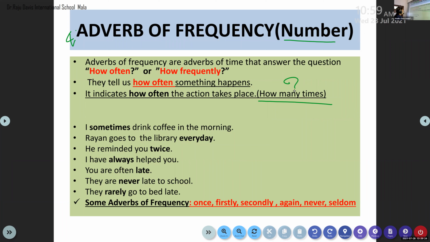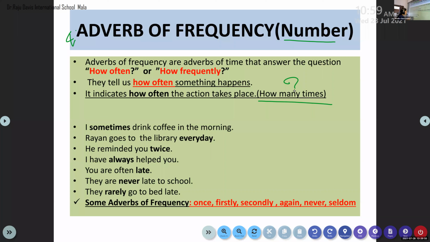Adverb of frequency answers the question how many times, how often the action takes place. I repeat, if you ask the question how often or how frequently, you will get the answer, adverb of frequency, in number. To get a number, you should put the question how many times. That comes under adverb of frequency. Am I clear? Yes, ma'am.